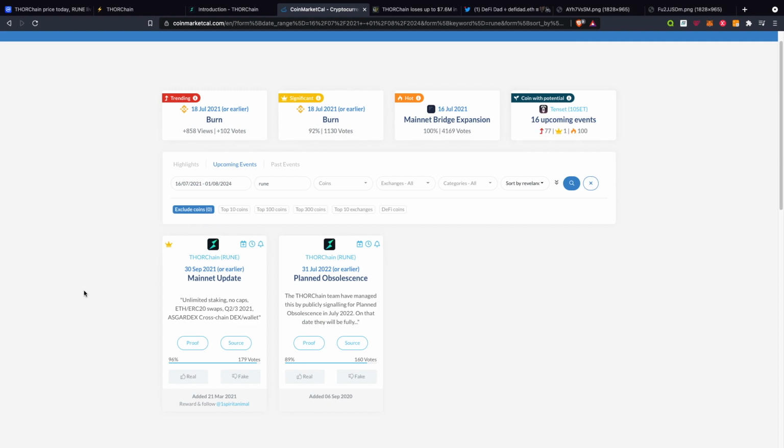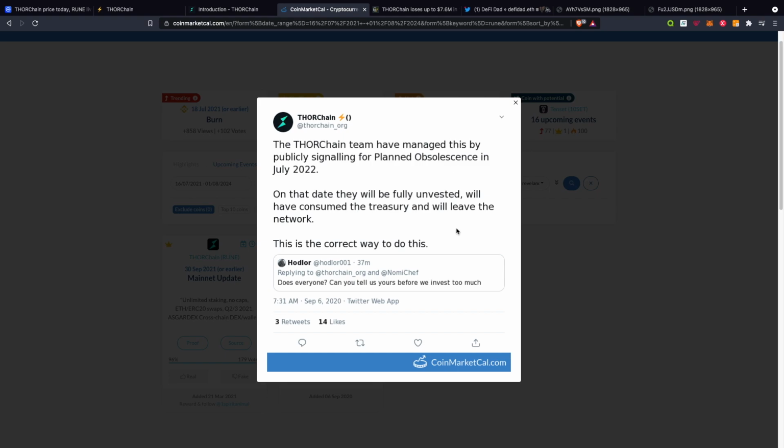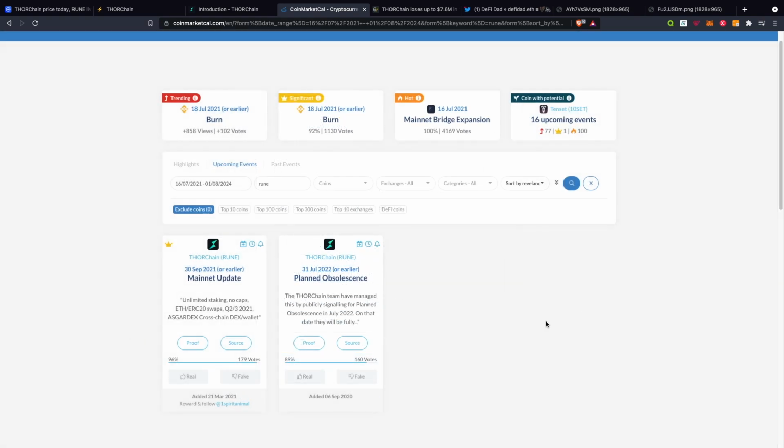So guys, that is what I'm thinking. In terms of the other one, there is this plans obsolete as well, so you guys can check this out as well. But that is the big news in terms of what's actually upcoming. So just expect a bit of a price rush as well when the mainnet update happens.